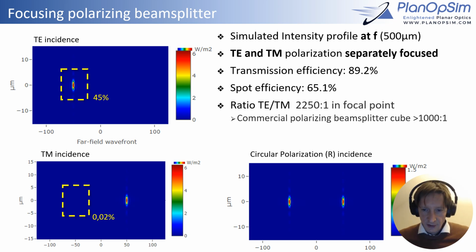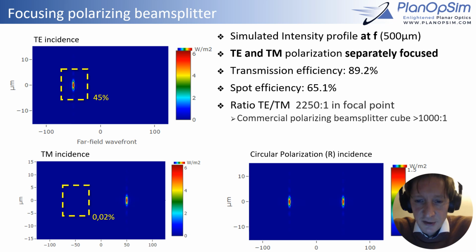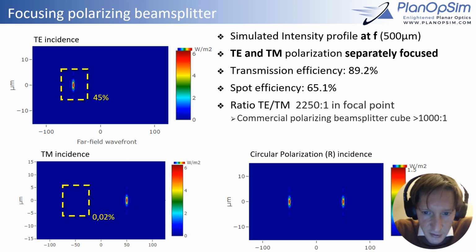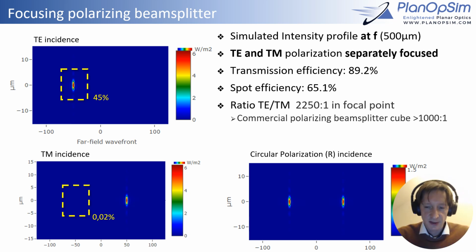If we compare that to a commercial beam splitter, we get similar rejection ratios in the polarization. So our focusing beam splitter here has a rejection ratio of about 2000 to 1, whereas commercial beam splitters usually show around 1000 to 1. But the important point is that we are here simultaneously focusing and splitting the polarization at the same time. So this is something that in a conventional component would not be possible. It would require at least two components, whereas here we have two or more components in a single metasurface.